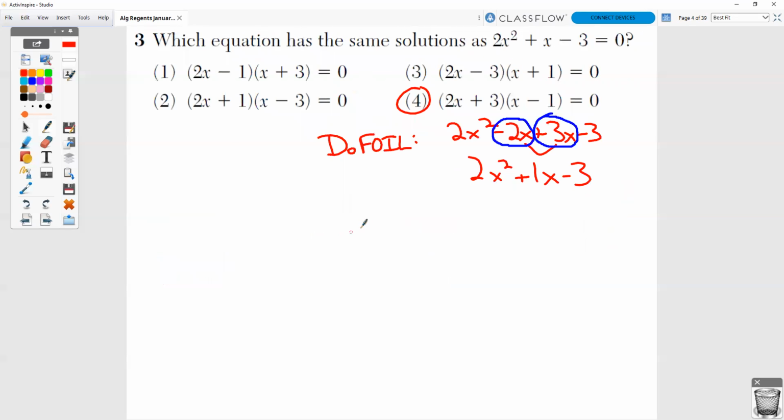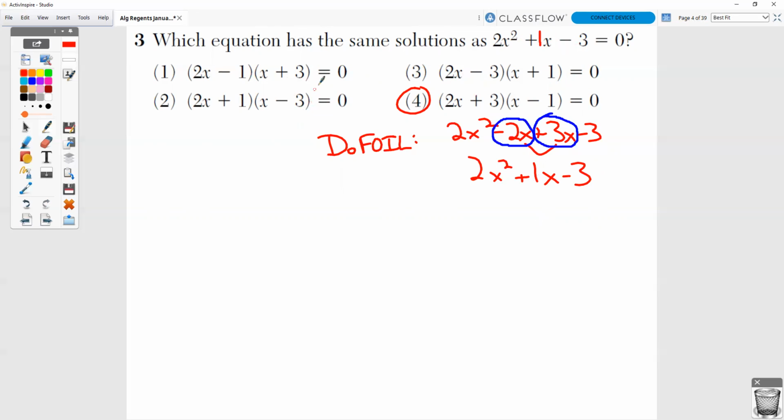In question number 3, which equation has the same solution as this? I would just do FOIL, multiply the binomials together. First, 2x times x is 2x squared. Outers, 2 times negative 1x is negative 2x. Inners, 3 times x is 3x. Last, 3 times negative 1 is negative 3. Add together your outers and your inners to combine your like terms. We get a +1, which there is a +1 here. So we get what we started off with.